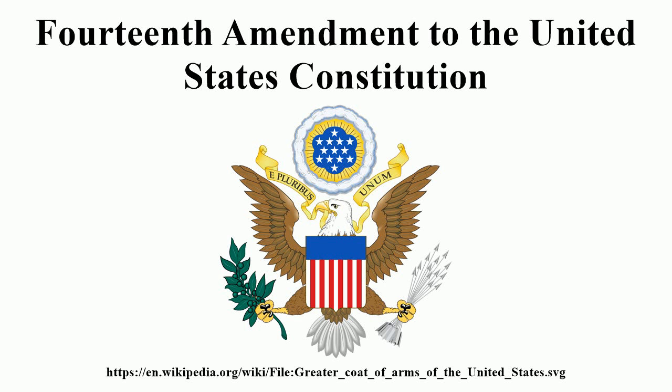Section 3. No person shall be a senator or representative in Congress, or elector of President and Vice President, or hold any office, civil or military, under the United States, or under any state, who, having previously taken an oath as a member of Congress, or as an officer of the United States, or as a member of any state legislature, or as an executive or judicial officer of any state, to support the Constitution of the United States, shall have engaged in insurrection or rebellion against the same, or given aid or comfort to the enemies thereof.